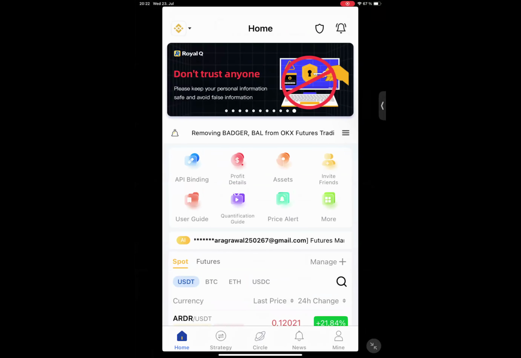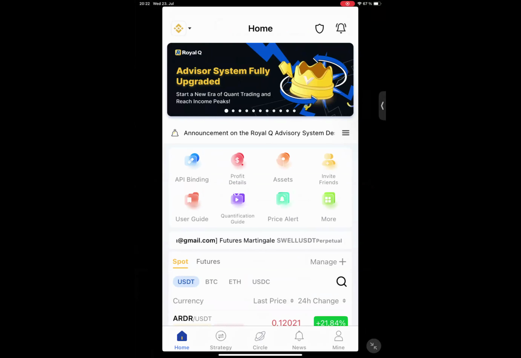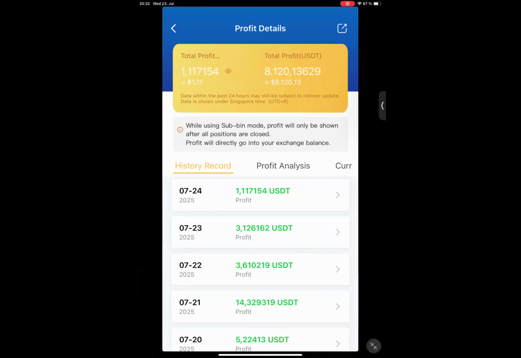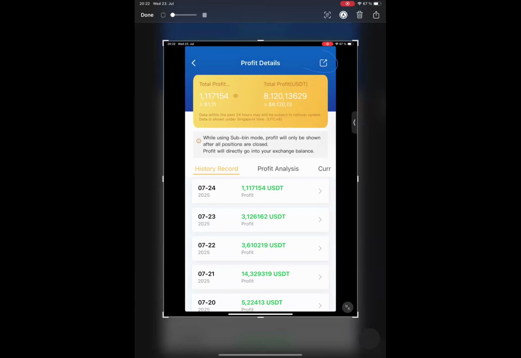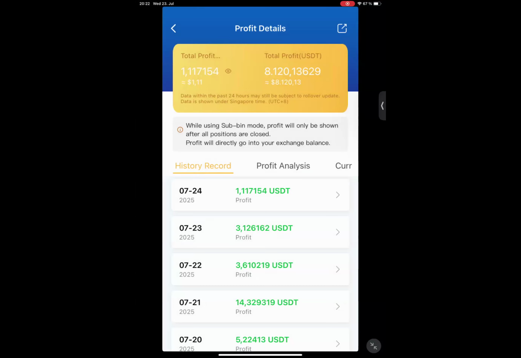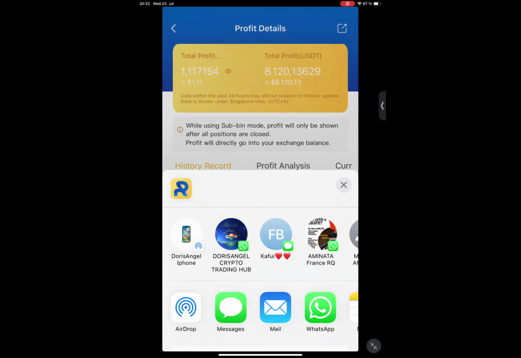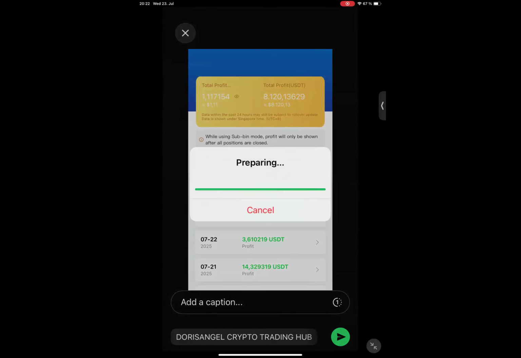Then we go to API binding. No, we'll not look at it today because we have all connected our robots, right? Now let us go to profit details. Now this is very, very important. We use this button to send. Instead of taking a screenshot, once I simply tap on the button here, I can share it with anybody that I want to share it with.